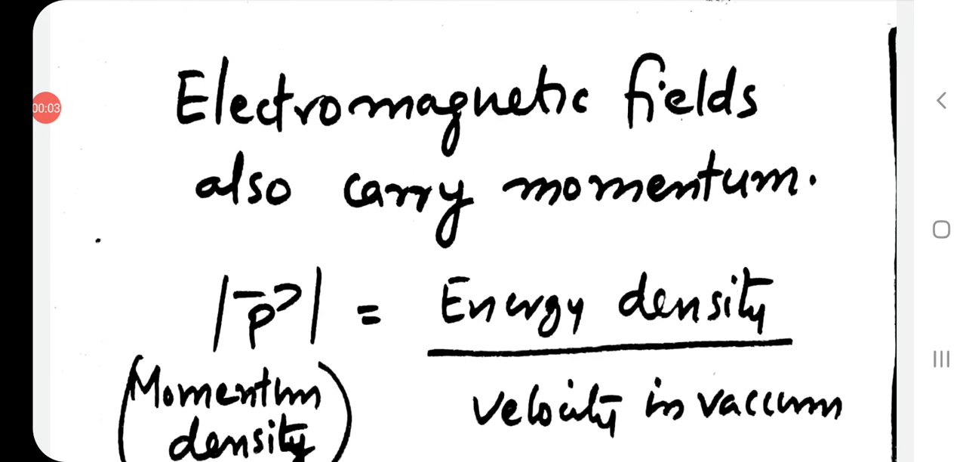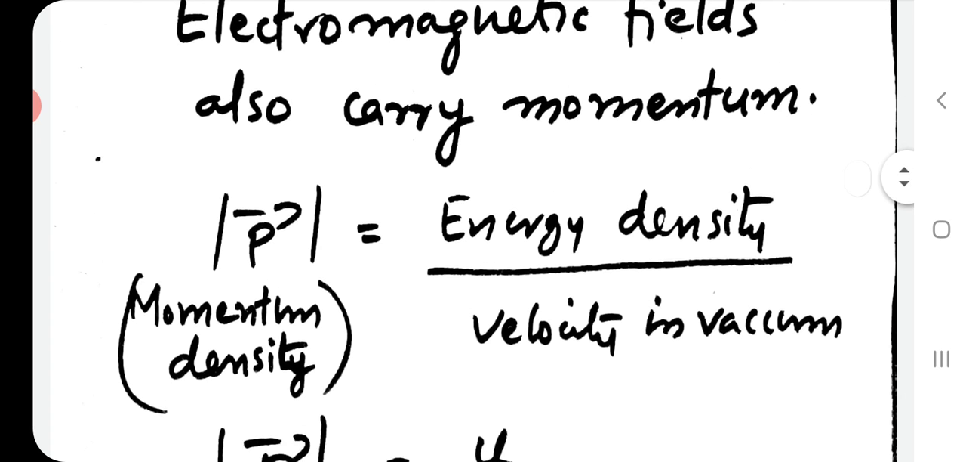Hi, we have seen that the electromagnetic field carries energy, and we have calculated the energy density carried by the electromagnetic fields. Electromagnetic fields also carry momentum. The momentum density carried by the electromagnetic fields is given by energy density by velocity.